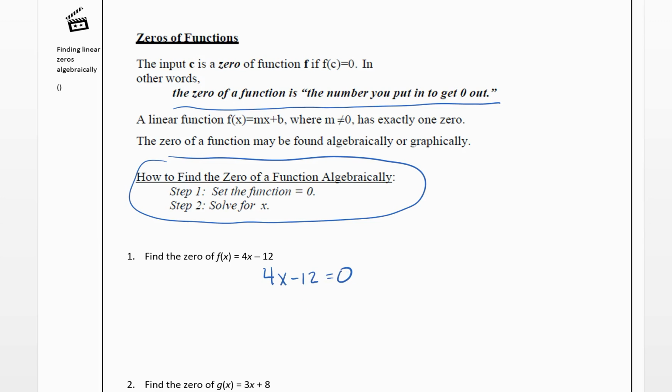So we're going to add the 12 to both sides. So we have 4x equals 12. And now we divide by 4. So here we'd say x equals 3. And that would be our 0. That's our answer.